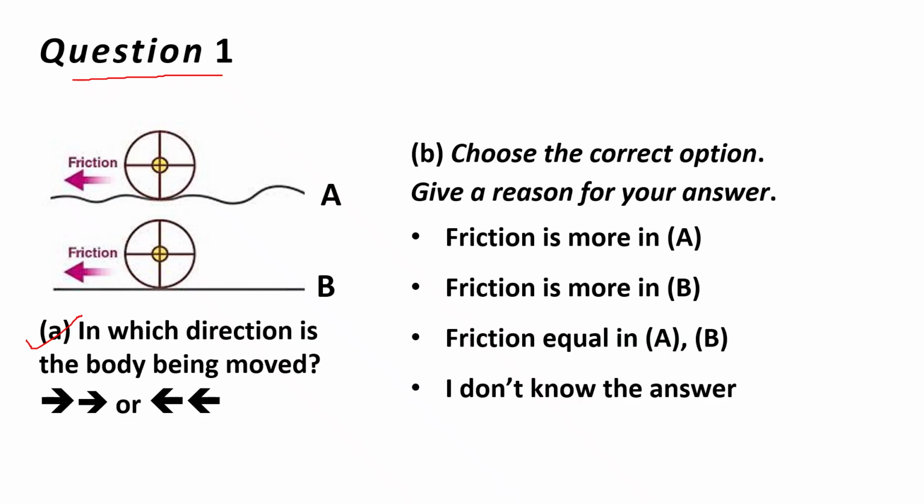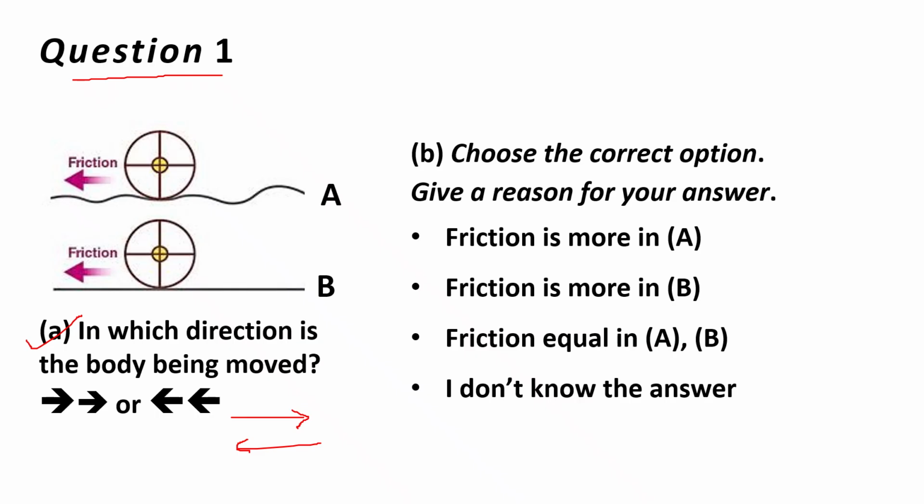For both of them, the answer will be same. The direction is same. For both the pictures, the direction will be same. You have to put the arrow, only the arrow. So either you have to put a forward arrow or you have to put a backward arrow. Only one arrow you have to put. That's all. Nothing else. Just put one arrow. And after this, 1B.